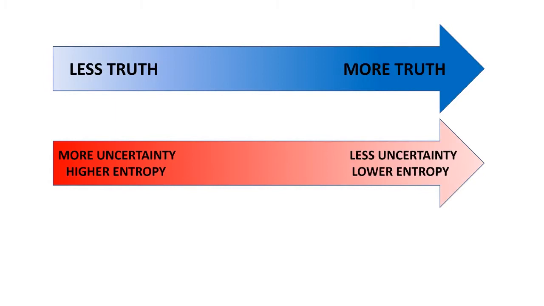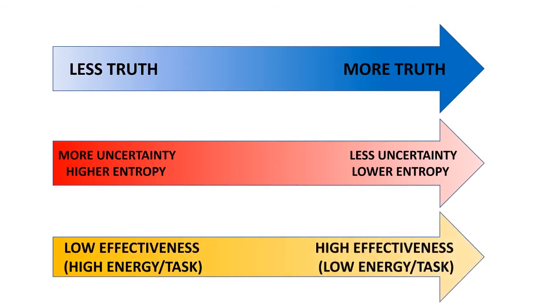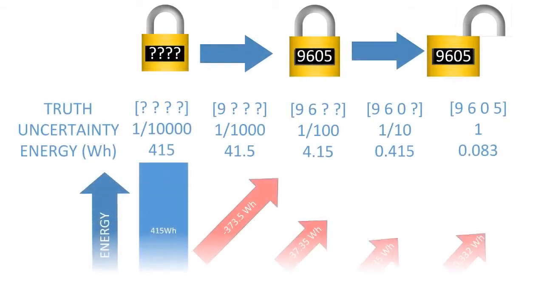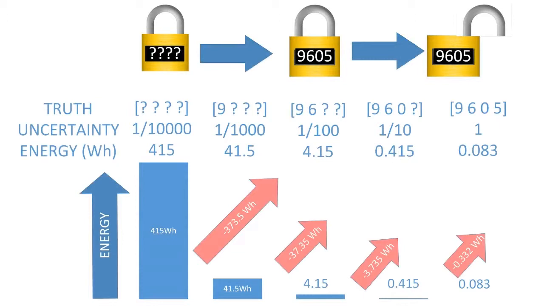You should be seeing a change from higher entropy, more disorder, to lower entropy, which is less disorder or more order. You should also be seeing a change from low effectiveness, which is a high amount of energy per task, to high effectiveness, which is a low amount of energy per task. So you can actually see the entire story of truth play out just with this lock combination. Consider what if you didn't know any of the digits of the lock? Because there are 4 possible digits that could range from 0 to 9, you actually have 10,000 possible lock combinations, right?